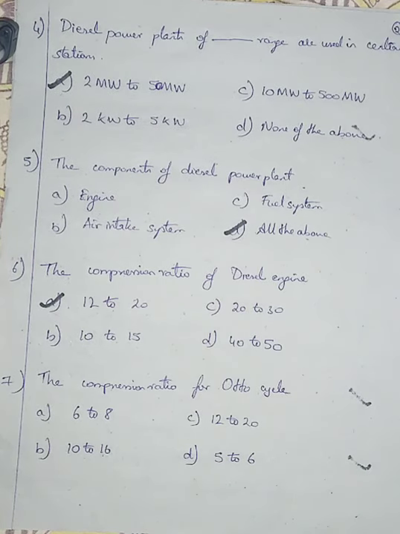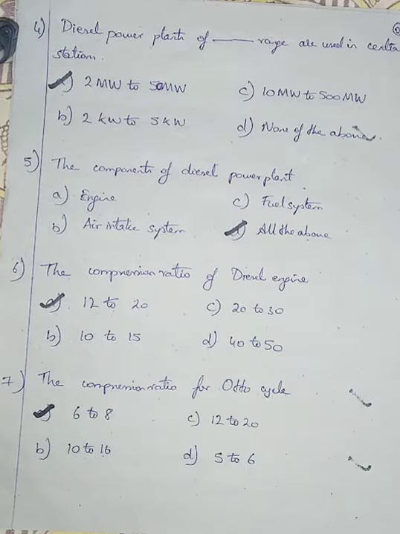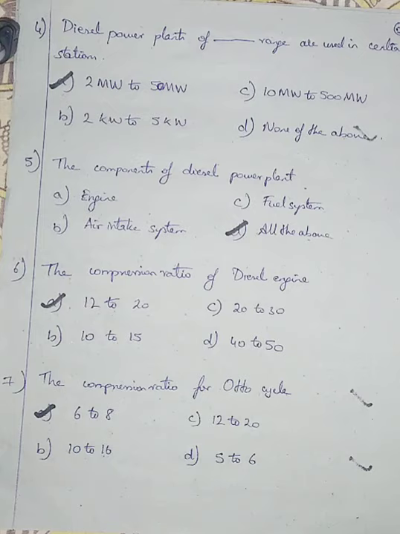Question number 7. The compression ratio for the Otto cycle is. Option A is 6 to 8, option B is 10 to 16, option C is 12 to 20, and option D is 5 to 6. The compression ratio for the Otto cycle, that is the petrol cycle, is 6 to 8, and the compression ratio for the diesel cycle is 12 to 20. Please remember both of these. These are very important questions and can be asked in engineering examinations. So I'm going with option A, 6 to 8.